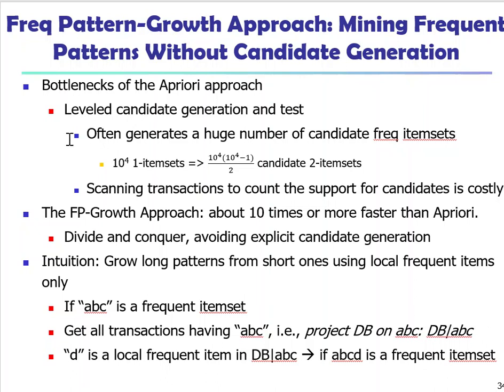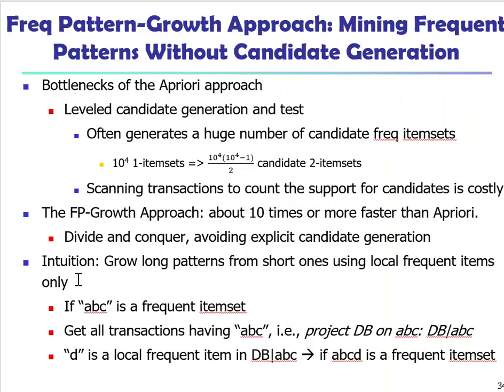The FP-Growth method was developed to address the bottlenecks of the a priori approach, which we have discussed earlier: a huge number of candidates, and the large amount of database scanning to find the counts is costly. So the FP-Growth approach is about 10 times or more faster than a priori, depending on how dense the dataset is. It takes a divide and conquer approach. It does not need to count the candidates' support. It has the data attached to this data structure.